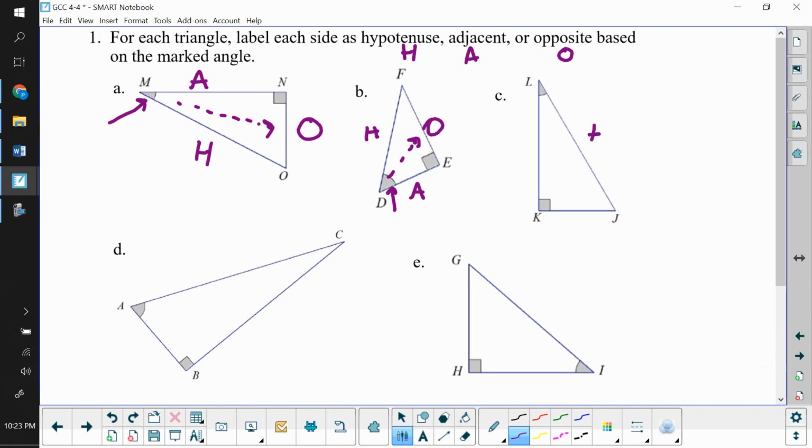All right, hopefully we had LJ was hypotenuse, KJ was the opposite because it was across from the marked acute angle, and then LK was adjacent. In D, AC should have been hypotenuse because it's across from the right angle. From our marked acute angle, this should be opposite because it's across from it, and then the one that's adjacent or next to it but is not the hypotenuse is AB. And then the last one, E, hypotenuse is across from the right angle. Opposite our marked angle I would be GB, and then this would be the adjacent because it's next to but not the hypotenuse.